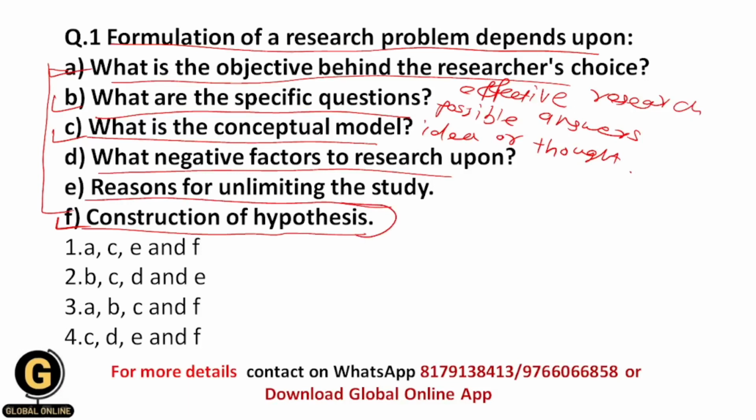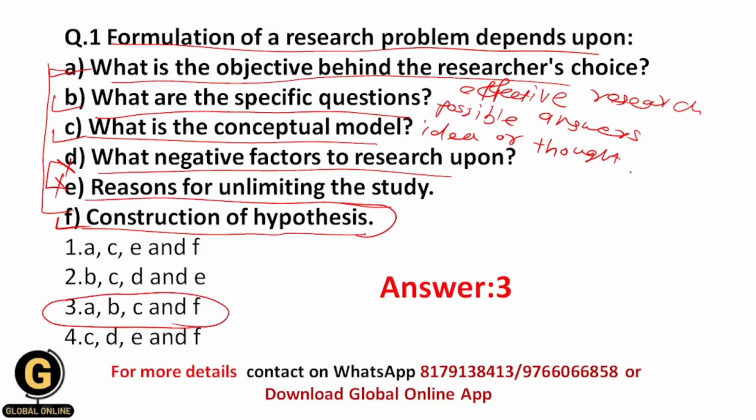So this is construction of hypothesis. These four statements are the statements on which formulation of research problem depends. The remaining statements, like what negative factors to research upon or reasons for delimiting the study, are not related to formulation of research problem. So you tell me what should be the correct answer to this question. Obviously answer 3, A, B and C, F.